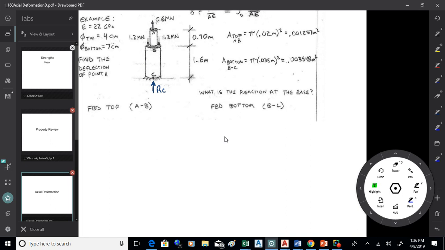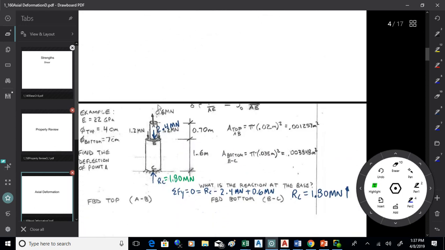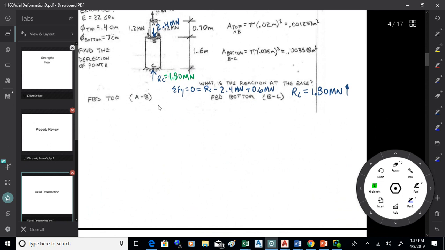I want to start off with the reaction at the base, because whenever I'm doing this strength stuff, I'm going to go inside and find the internal forces. I want to know what the external forces are first, all of them. So I want to find that reaction. I've got 0.6 up, and I've got 1.2 and 1.2. That's 2.4 down, right? Based on that, I should be able to find that reaction. About 1.8 meganewtons up. Okay.